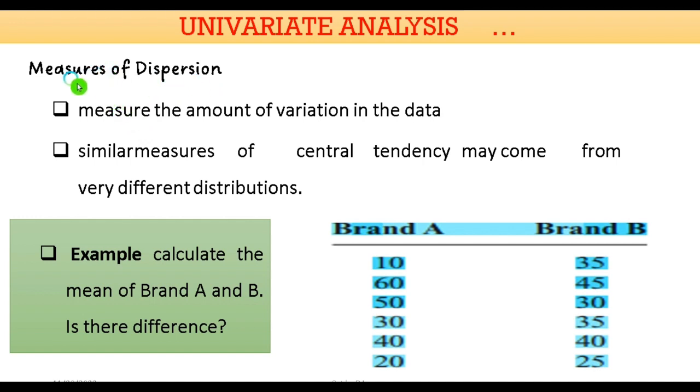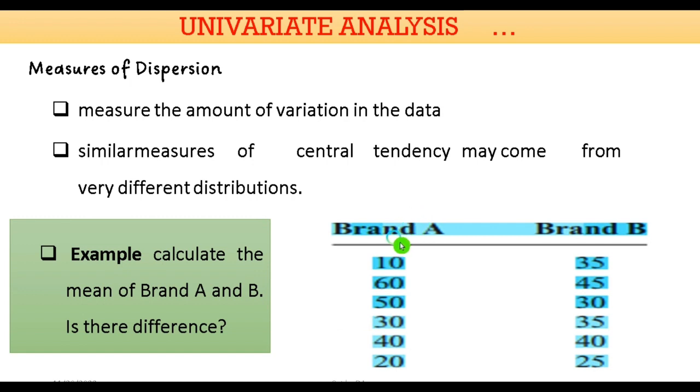This dispersion is about range, variance, and standard deviation. It measures the amount of variation in the data. Similar measures of central tendency may come from very different distributions.